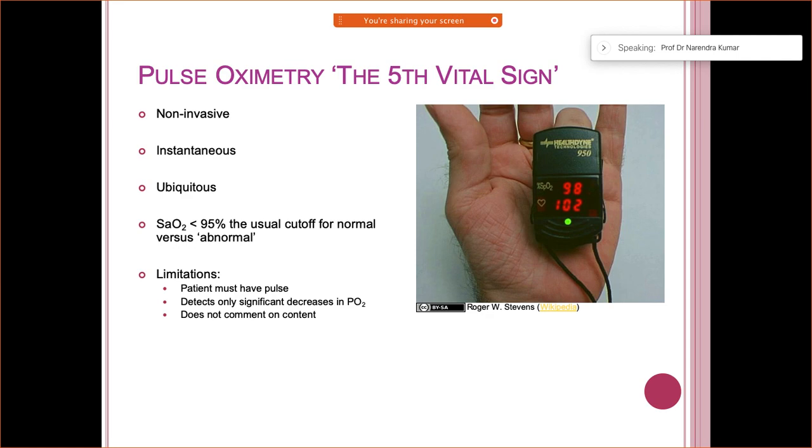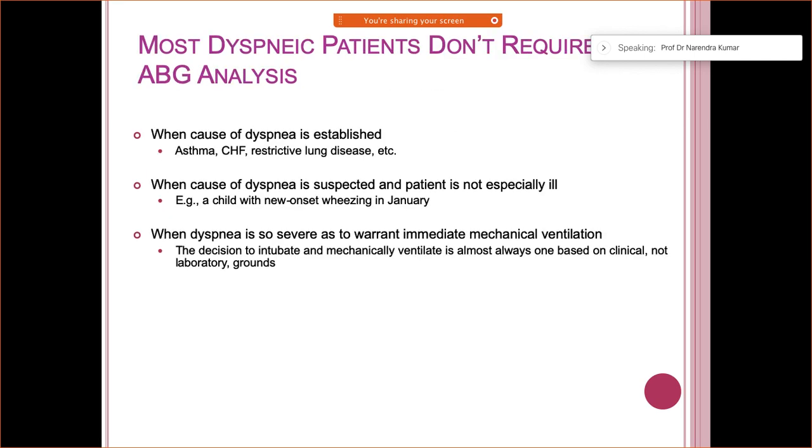But there's a big question mark over here. Most dyspneic patients don't require ABG analysis. Do you know why? The answer I'm already giving you. When the cause of dyspnea is established, for example if it is due to asthma, CHF, or restrictive lung disease, why do you need an ABG? Of course not. Similarly, when a cause of dyspnea is suspected and the patient is not especially ill, for example a child with new onset wheezing in January, do you need to do that? I don't think so.